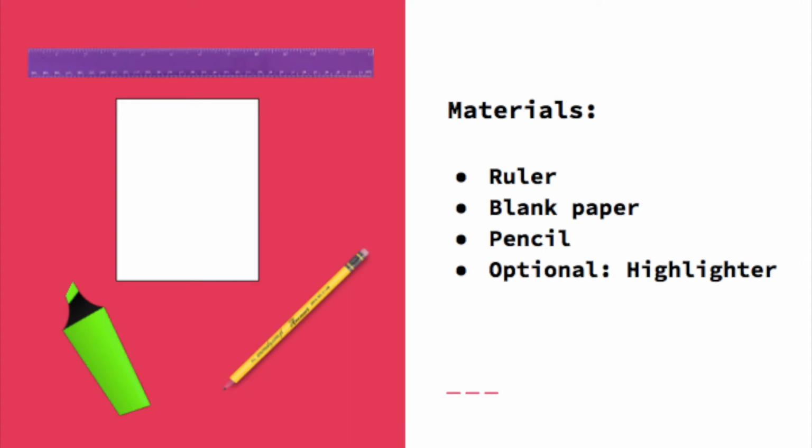For today's lesson, you're going to need a few materials. The first thing you'll need is a ruler. You'll also need a sheet of blank paper. You'll also need a pencil, and if you would like to use a highlighter to do some highlighting of clue operation words, then make sure you grab one of those as well. Pause the video, go find those materials, and when you're all set, come back and hit play.